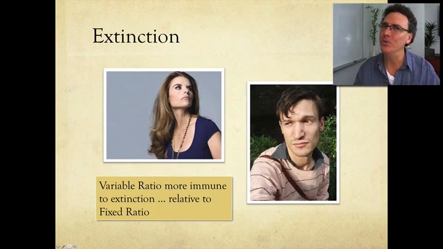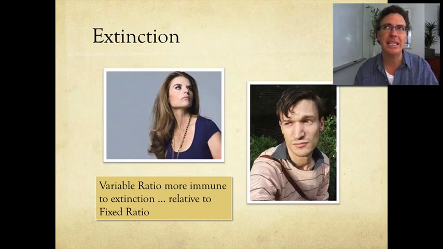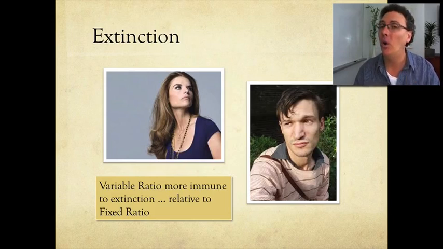So if you choose to use that variable ratio in your flirting, that's cool. You'll be more likely to get the person interested. But if you suddenly decide you're not interested and you're never going to smile back, don't be surprised if it takes that person a whole lot longer to get the point. Okay? Variable ratios are more immune to extinction.